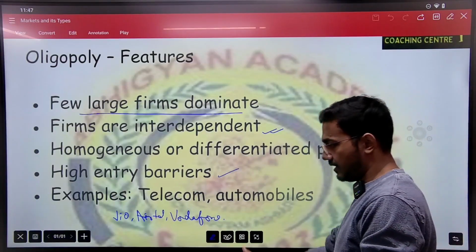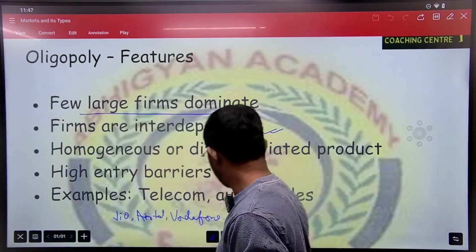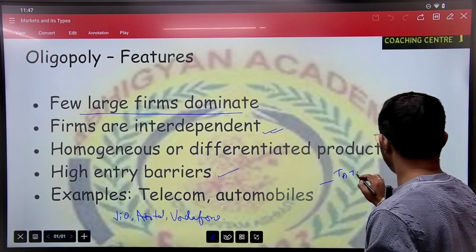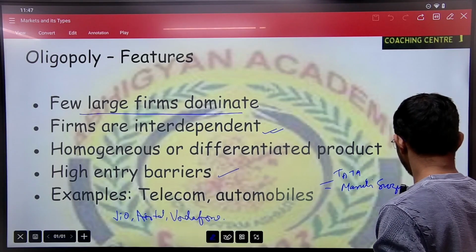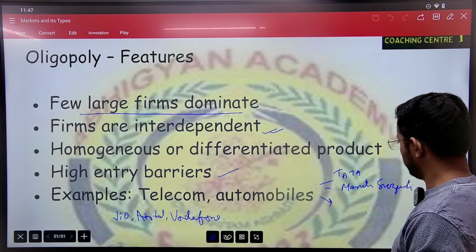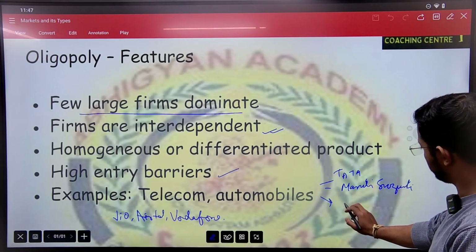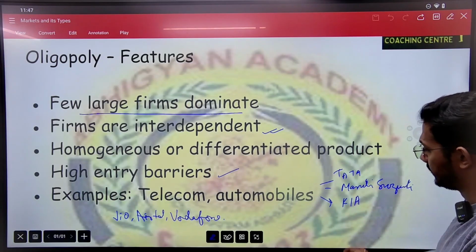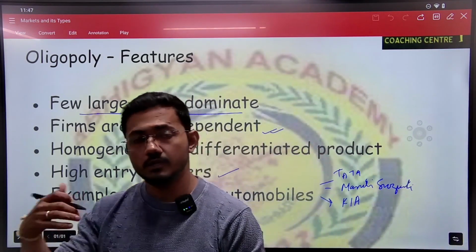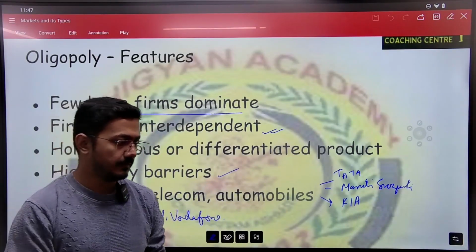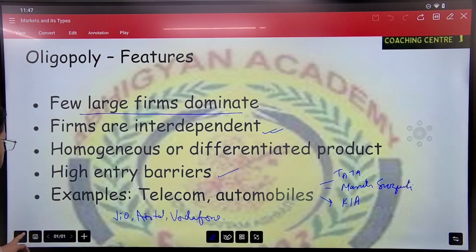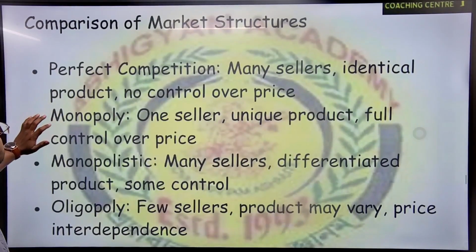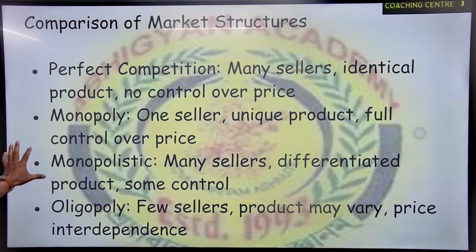You won't say there are 100, 200 car companies. In India you will see Tata, Maruti Suzuki, and Kia. So there are few automobile companies who again dominate the Indian roads. So these are the market types. Now let's quickly see the comparison of these different market structures.